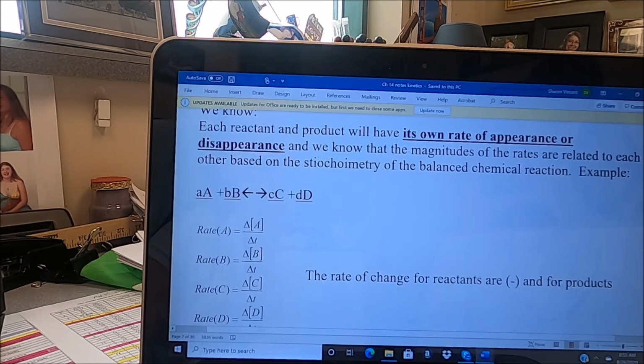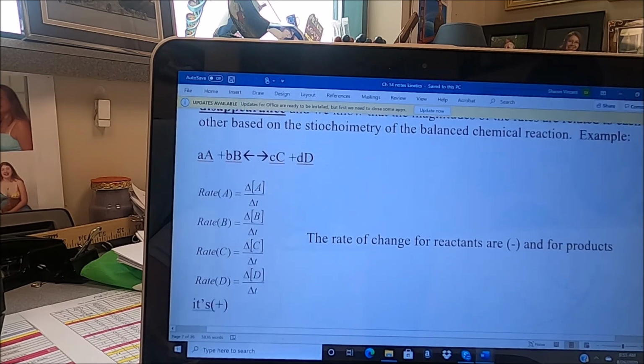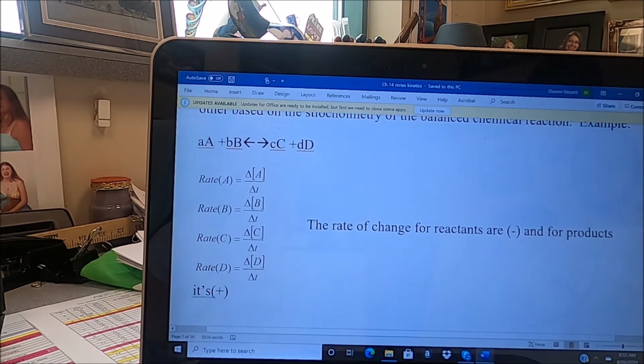Each reactant we know has its own rate of appearance and disappearance. We know that the magnitudes are related to each other. So let's look at a generic reaction: little a of A plus little b of B goes to little c of C plus little d of D.